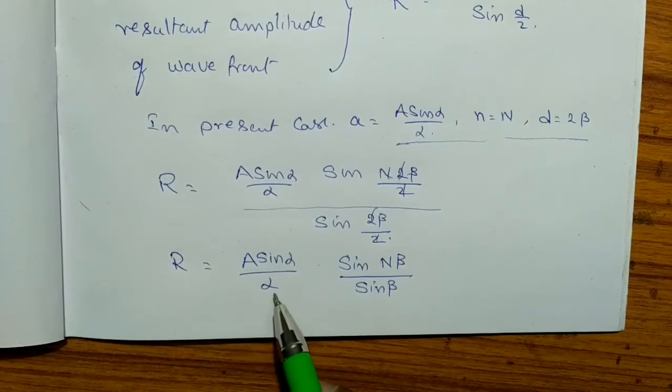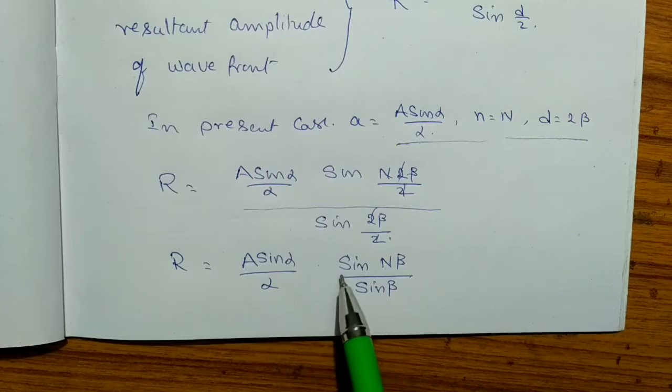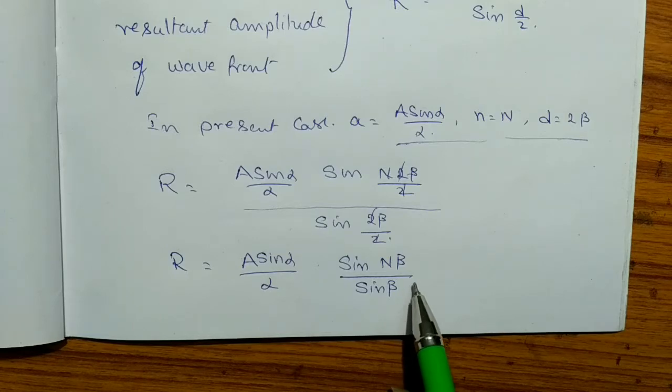A sin alpha by alpha gives the resultant amplitude of a single wavefront, and sin nβ by sin β gives the combined effect of the n number of wavefronts.